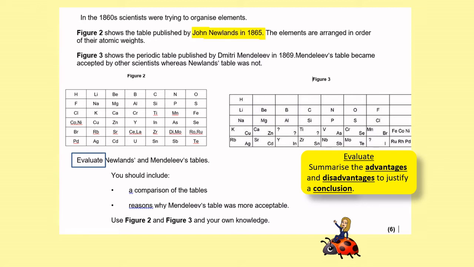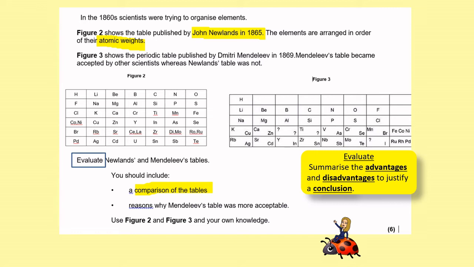So in the 1860s, scientists were trying to organise the elements. Figure 2 shows the table published by John Newland in 1865. The elements are arranged in order of their atomic weights. Figure 3 shows the periodic table published by Mendeleev in 1869. Mendeleev's table became accepted by other scientists, whereas Newland's table was not.